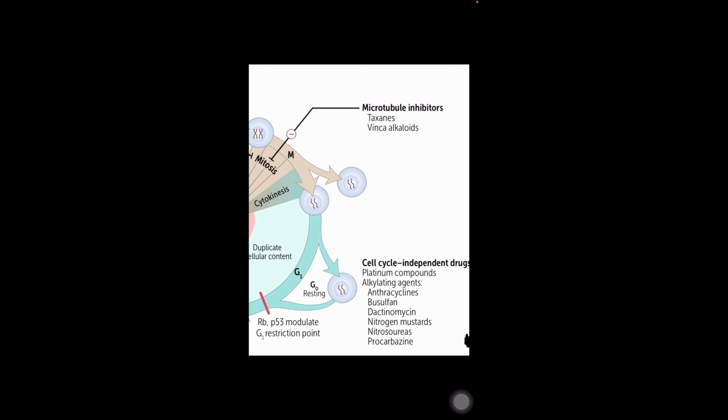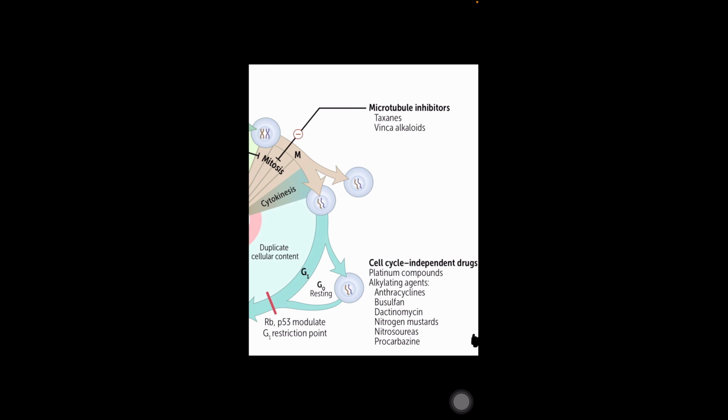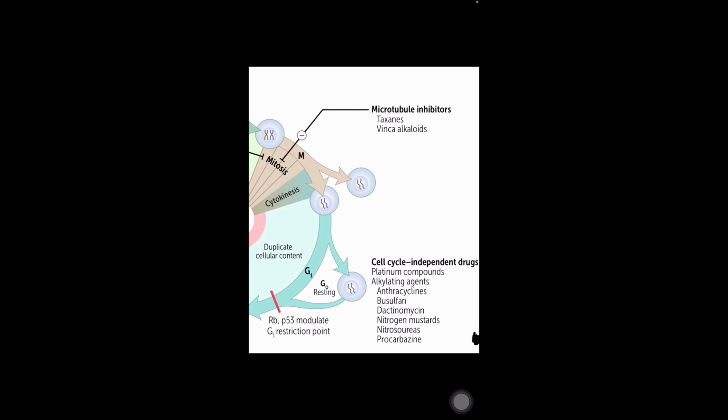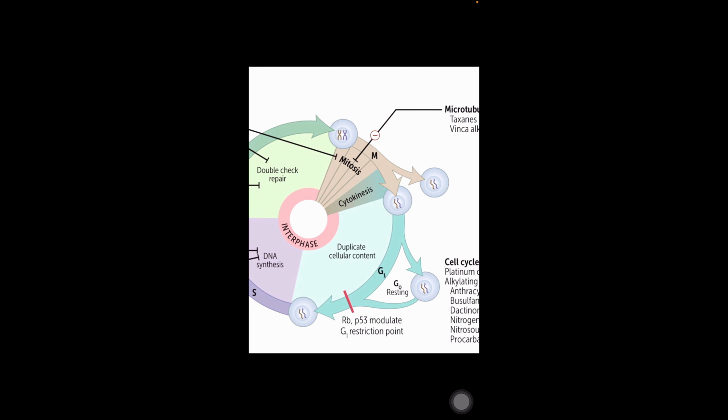Also we have the cell cycle independent drugs, whereby we have your platinum drugs, your cisplatin, all those platinum drugs, and alkylating agents and anthracyclines, like your doxorubicin, adriamycin, busulfan, dactinomycin, procarbazine, etc.